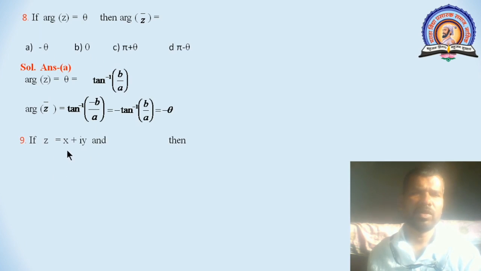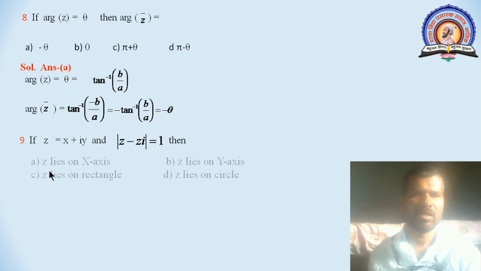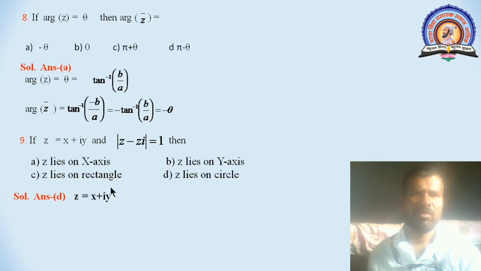Now, if z is equal to x plus iy and mod of z minus zi is equal to 1, then options are: z lies on x-axis, z lies on y-axis, z lies on rectangle, and last option z lies on circle. The correct option is D, z lies on the circle. As z is equal to x plus iy, now put that value here. Mod of z minus zi is equal to 1. So mod of (x plus iy) minus (x plus iy) into i.